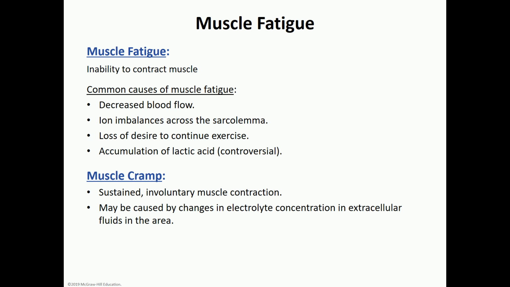Muscle fatigue is very different than muscle cramping. So we've all had a muscle cramp, which is an involuntary skeletal muscle contraction. And that occurs due to a change in the electrolyte concentration surrounding the muscle. So in the extracellular fluid that is surrounding the muscle.